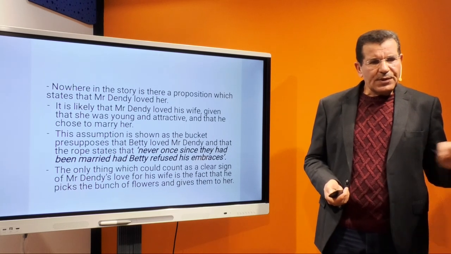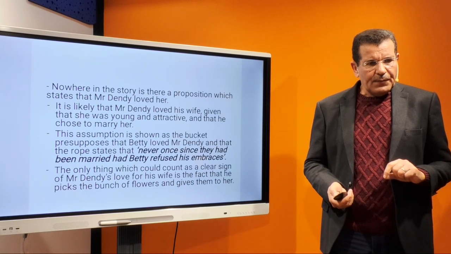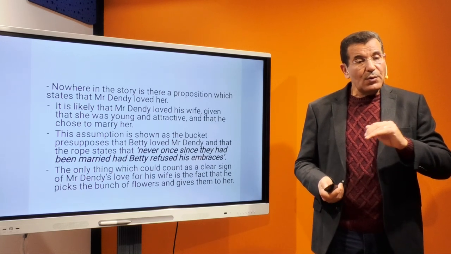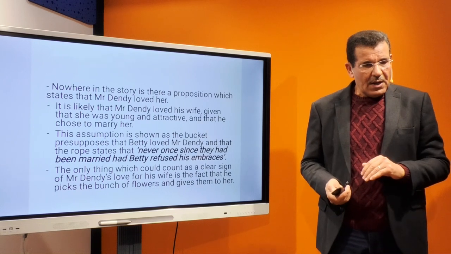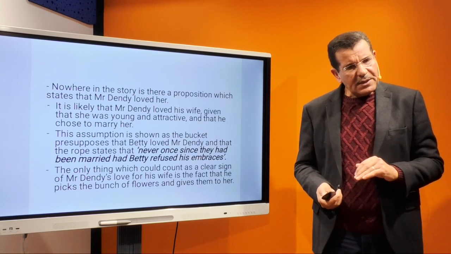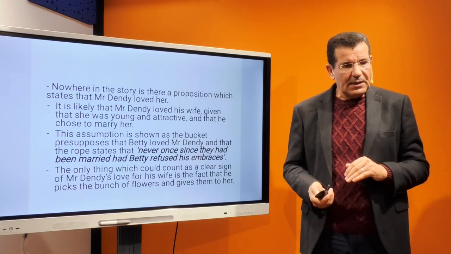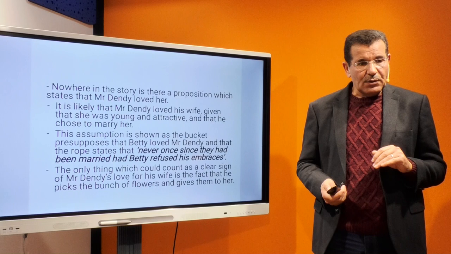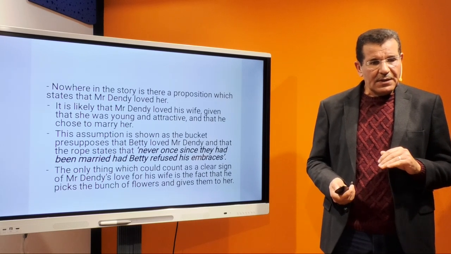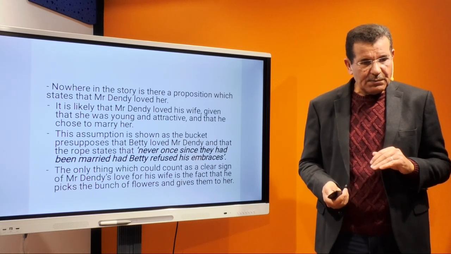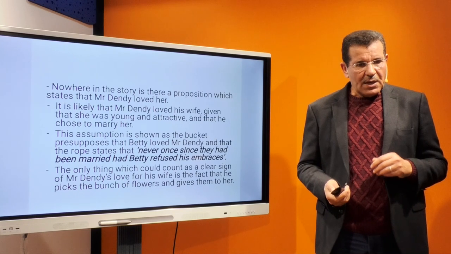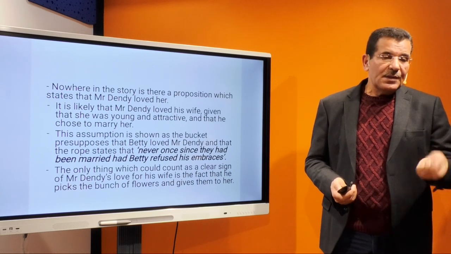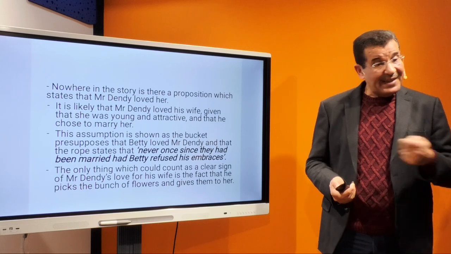Nowhere in the story is there a proposition which states that Mr. Dandy loved her. We never see the couple inside the home, because the bucket and the rope are always associated with Mr. Dandy outside, and it's likely that Mr. Dandy loved his wife, given that she was young and attractive and that he chose to marry her. The rope states that once Mr. Dandy had been married, she refused his embraces. And the only thing which could count as a clear sign of Mr. Dandy's love for his wife is the fact that he picked the bunch of flowers and gave it to her. So this bunch of flowers is indicative of both love and jealousy in the story.